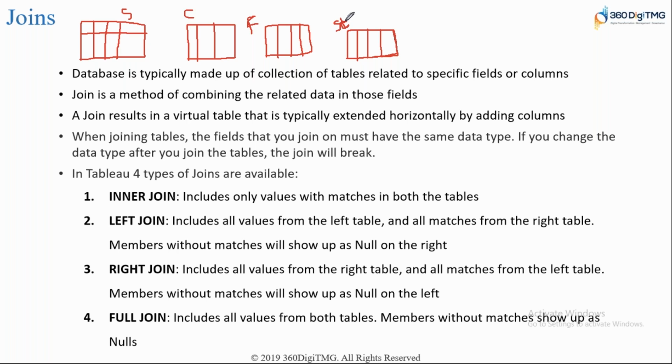Now let us say I have to create a report showing the names of the students, the course that they are enrolled for, and the course details. Name of the student, the course that they are enrolled for, and the course details. Course details are in this table. Then obviously I have to combine these two together.